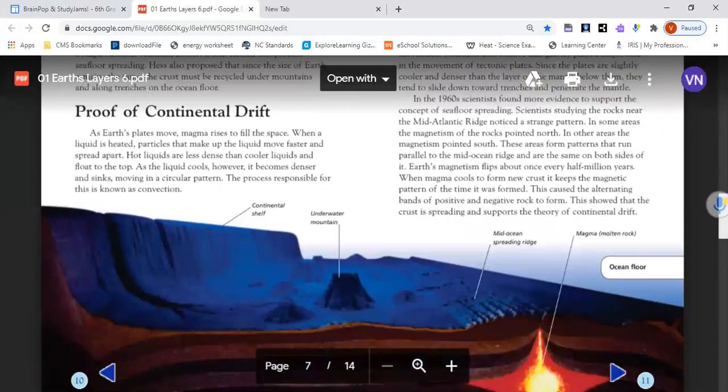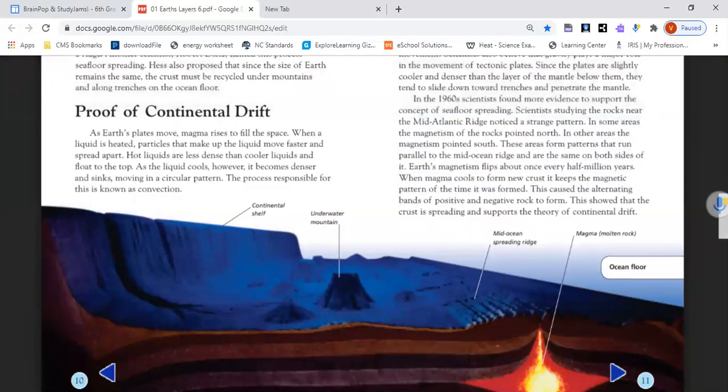Again, it just says that when the rocks expand and cool, they have a certain magnetic effect, and the alternating positive and negative bands form on the rock as it spreads. This shows that the crust is spreading and supports the theory of continental drift.